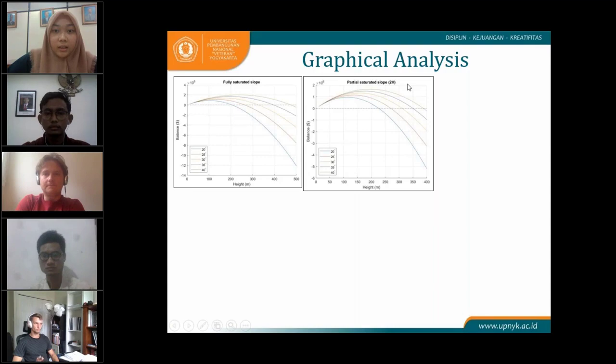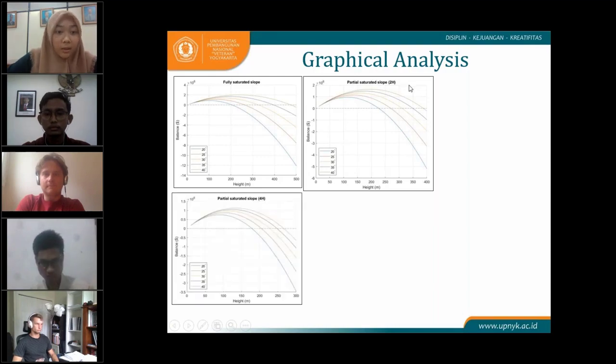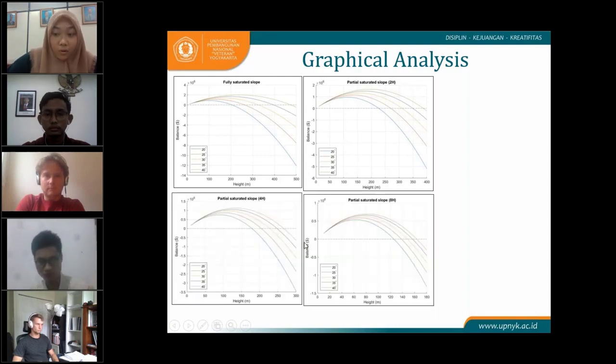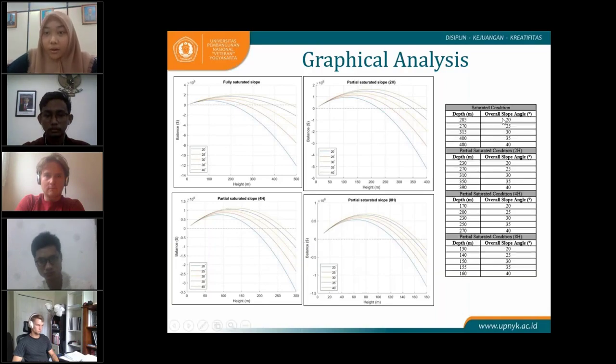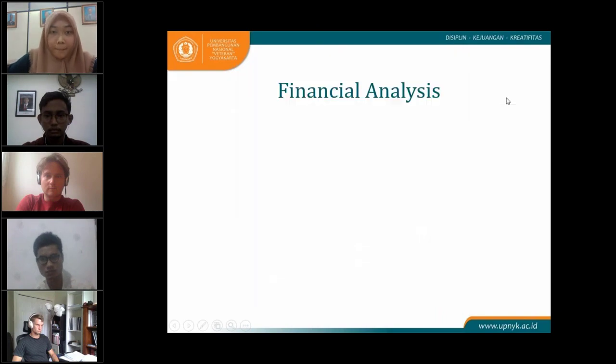and then we go down vertically to get the height. And then this is for the partially saturated 2H. This is for 4H, and this is for 8H. And this is the tabulation for the slope dimension.